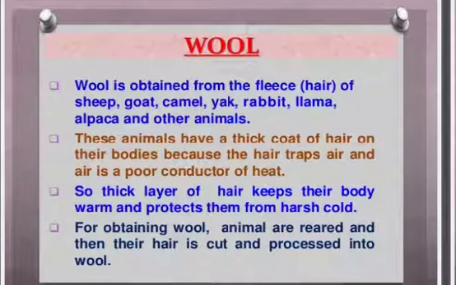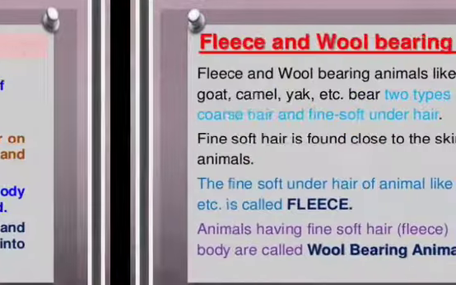So as we have learned that wool is obtained from lots of animals, what is the function of this wool? This is the layer of hair which protects these animals from extreme cold. For obtaining wool, these animals are reared and then their hair is cut and processed into wool.